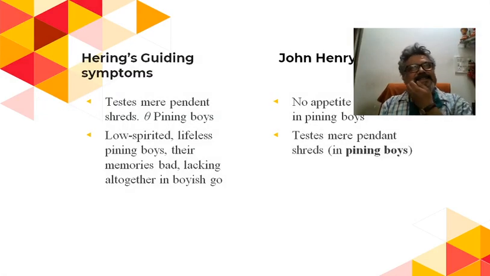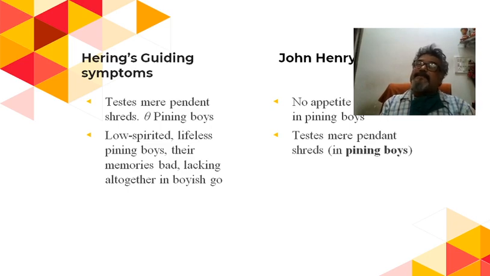So this is the pin for further clarity. Now, heading the symptoms, you will see they are writing testes are pendant strings, pinning boys. Again he refers to pinning boys. Low-spirited, lifeless, pinning boys. Their memory is bad, lacking altogether in boy's scope. So first symptom, the testes are mere pendant strings. Pendant, we know, is the locket, and strait means thin. The testis is not developed at all. And that for whom? That for the pinning boys.